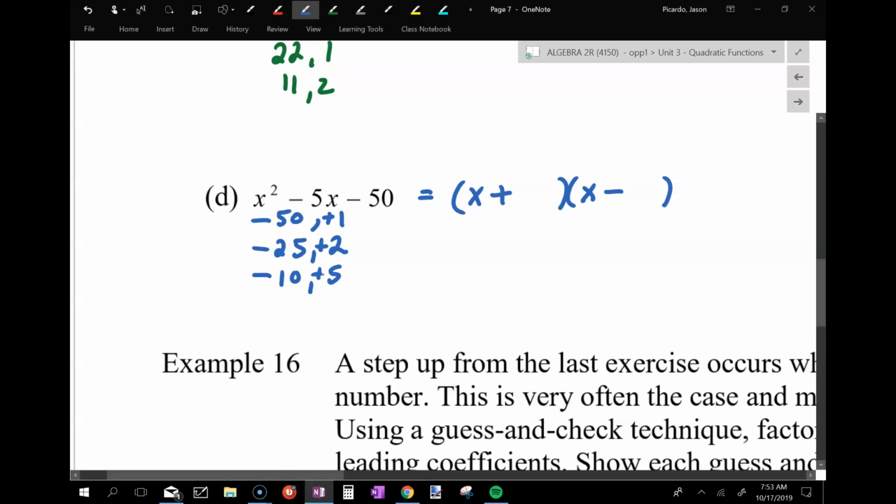Which one of those choices adds to be a negative 5? Negative 10 and 5, right? And so that may have been a technique that your teachers used with you in algebra class also, right?